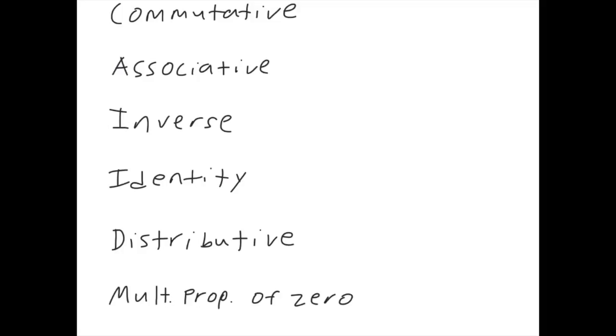So first, the commutative property. Remember, there were 2 of those, the one of addition and one of multiplication. So the addition one says A plus B equals B plus A. Order doesn't matter. And the multiplication one says pretty much the same thing. A times B is equal to B times A.